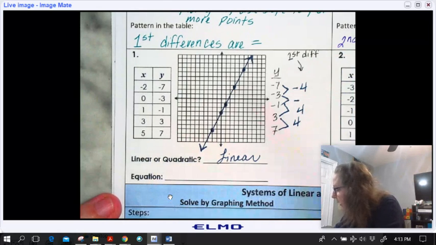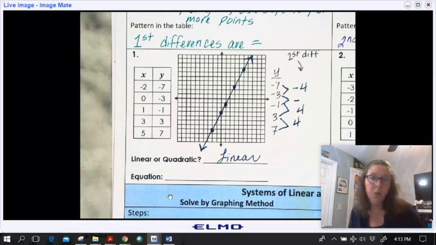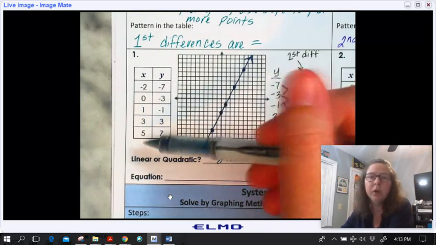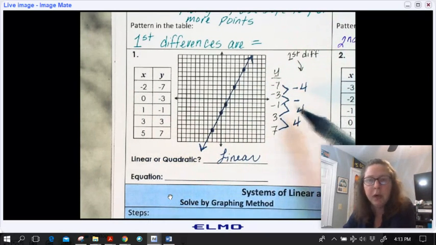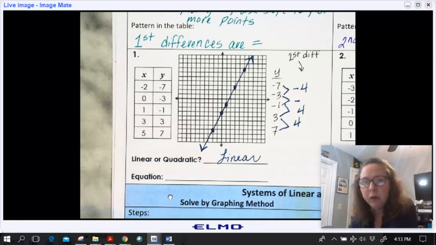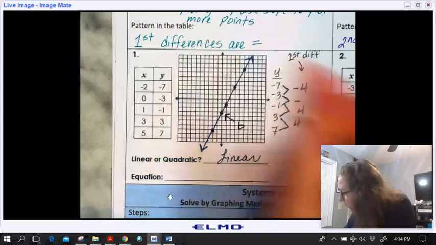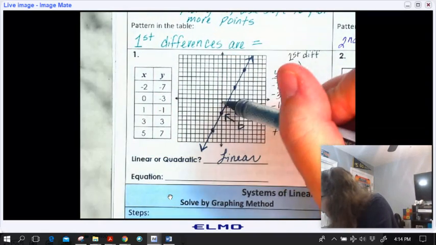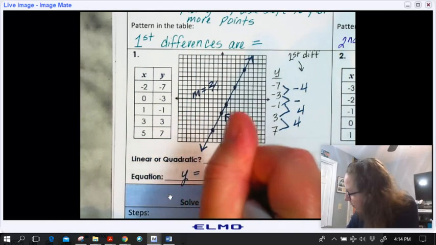Oh, I see what's happening. If you look at my x values, they're not going in numerical order: -2, 0, 1, 3, and 5. So that's causing it to kind of not work out right for me. That can be a little tricky when your x values are not going in numerical order. But if they are, these first differences should work out well for you. In this case, most of them are working out, but not all of them. Okay. So now how do I determine the equation of this line? Well, my y-intercept is right here at -3. And then my slope is rise 2, run 1. So my equation is y equals 2x minus 3.